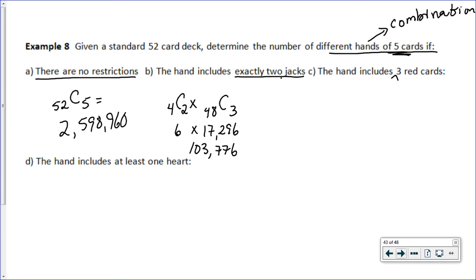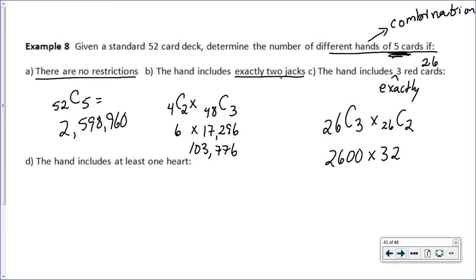And down here, I would like to add a word to this. The hand includes, let's say, exactly 3 red cards. So again, imagine envisioning that deck of 52 cards and we split into the red cards, and there's 26 of those, 13 hearts and 13 diamonds. And then there are 26 cards that are not red, and those are the black cards. So if I have exactly 3 red cards, I envision from those 26 choosing 3. And I need to choose 2 more to make up my 5-card hand. So I'm going to choose among the 26 black cards. And so that's 2600 times 325. And I get 845,000. And that is the number of hands with exactly 3 red cards.